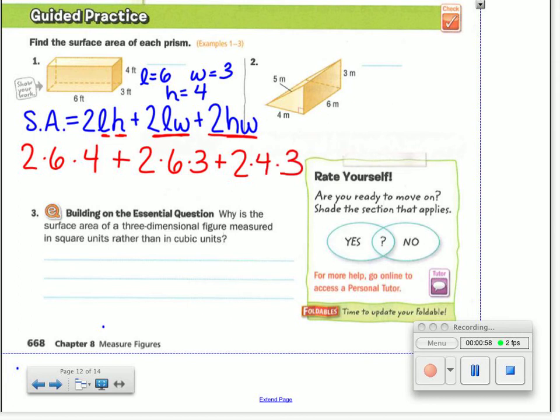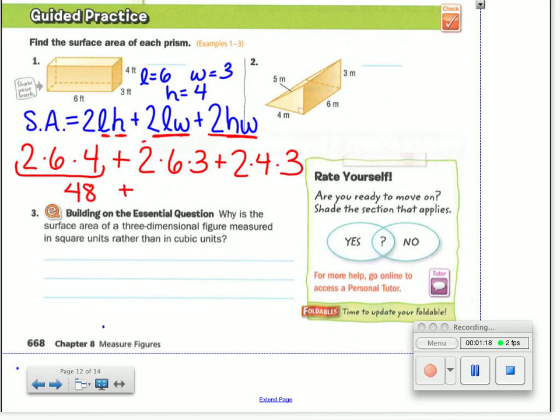The one thing, again, I'm going to remind you, don't plug this whole thing into your calculator because it's not always going to do order of operations depending on your calculator. So first, you want to group these together. So 2 times 6 is 12, times 4 is what? What'd you get? 48. Good. Then I'm going to put a plus here.